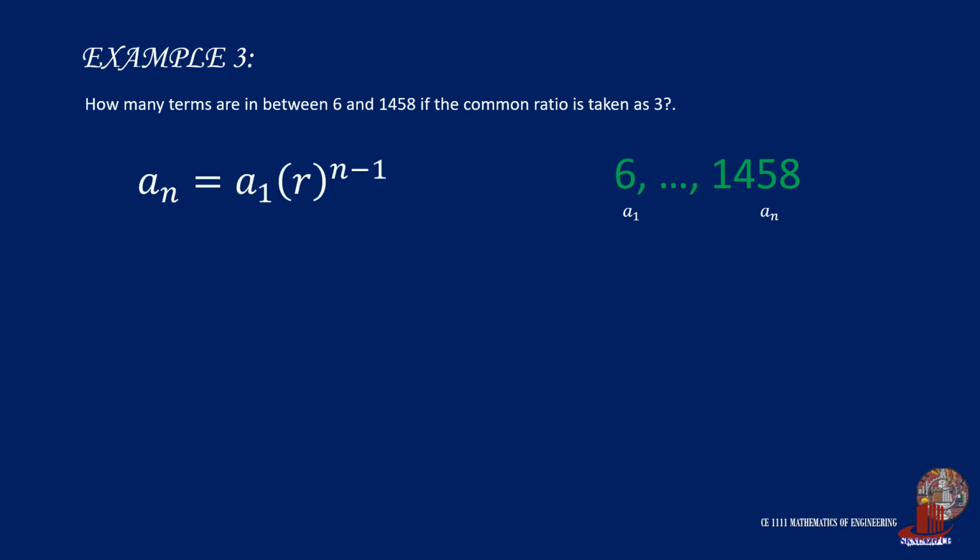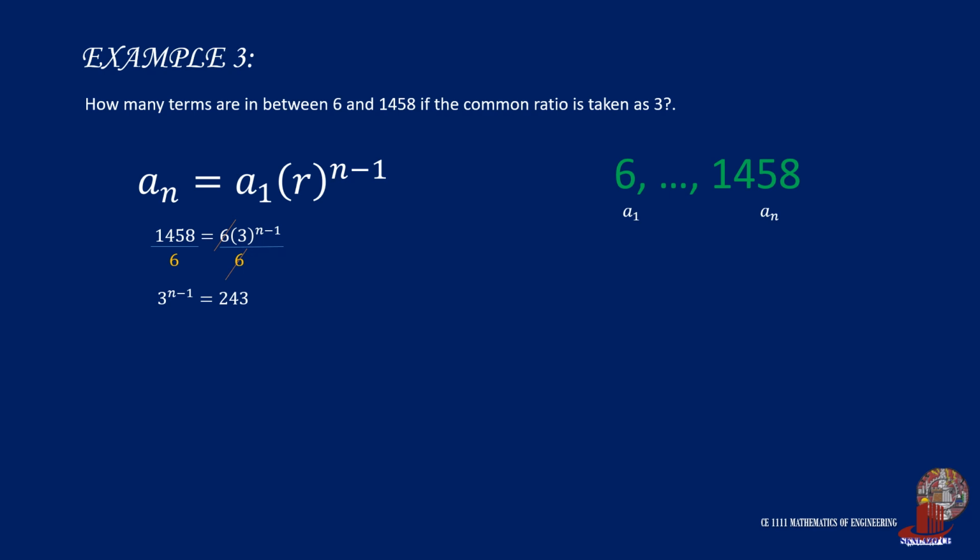Example 3 requires the number of terms found in the sequence starting with 6 and ending with 1458, knowing the common ratio as 3. In illustration, we have 6 as a sub 1 and 1458 as a sub n. From the explicit formula, we can plug in the given to have 1458 is equal to 6 times 3 raised to n minus 1. By dividing everything by 6, we get 3 raised to n minus 1 is equal to 243.